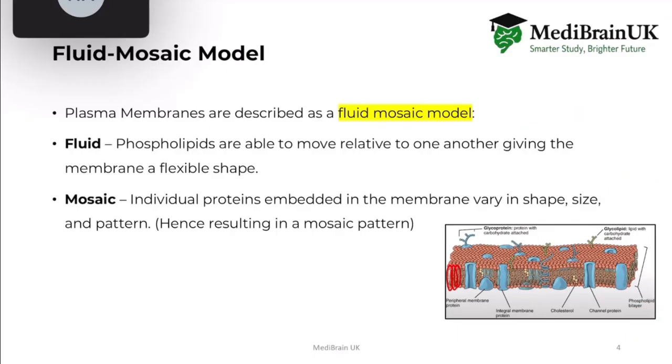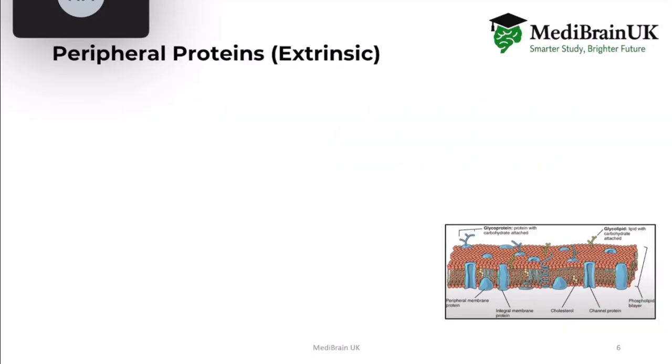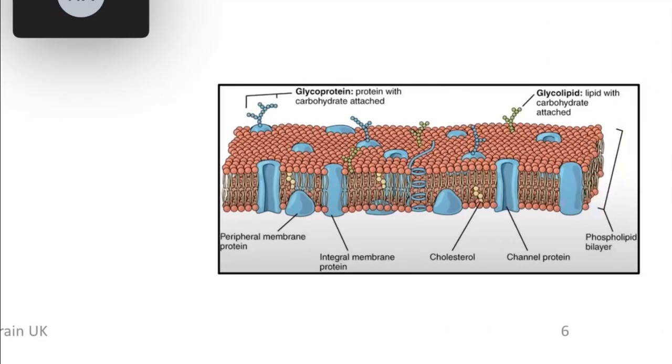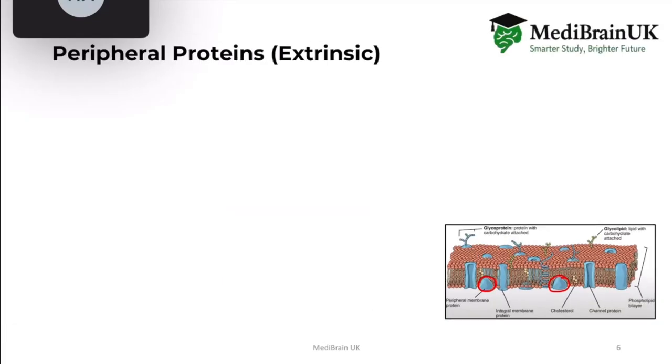Okay, now the next thing we're going to look at is peripheral proteins, and these are extrinsic proteins. If we have a look at this diagram, the extrinsic proteins are these proteins over here. These proteins are your extrinsic proteins. And as you can see, they are not going across the whole cell membrane. They're only forming a small part of the cell membrane. They're not going all the way through the cell membrane. So that's the first factor. Extrinsic proteins are external. They don't go through the whole structure of the cell membrane.